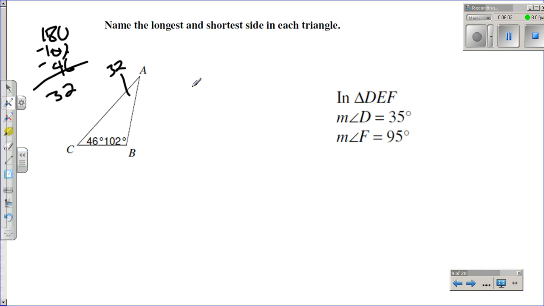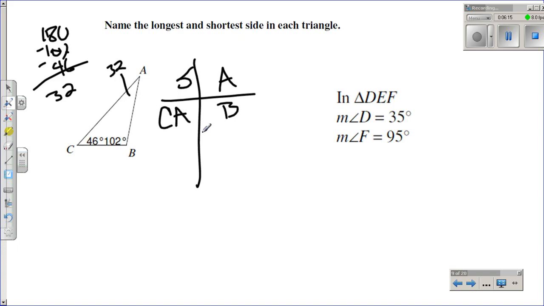The longest side, we're going to have sides, angles. The largest angle is B. What two letters are missing? CA. So CA is the largest, or the longest side. What's the smallest? Well, the smallest angle is A. What two letters are missing? C and B. What if I did that backwards? Oops. A is here, and then the side is C and B. But you see how they go together.